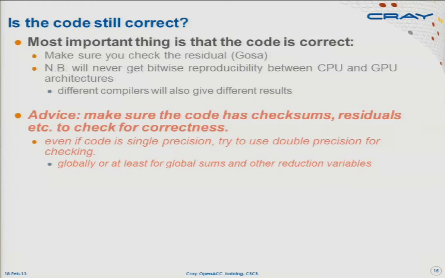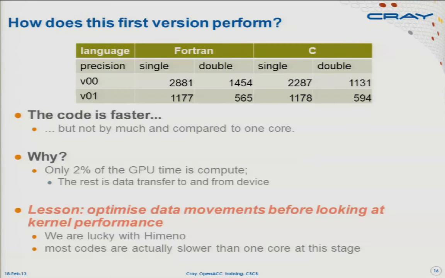We have a checksum to make sure the answer is correct. If there isn't one in your code, put one in. If at all possible, make that checksum double precision, because it's much easier to spot errors. When we do that, and we do the first kernel, what does happen? The performance, well, is the code faster? No. It's got worse with Kepler, I think. The performance has actually gone down. Why has it gone down?